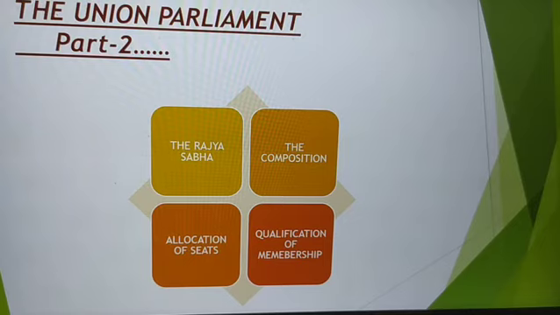Okay. Now regarding the effective strength. While for Lok Sabha right now the elective strength is 543, Rajya Sabha at present consists of 245 members, of whom 12 are nominated ones.